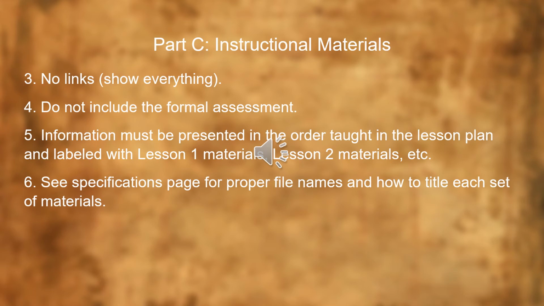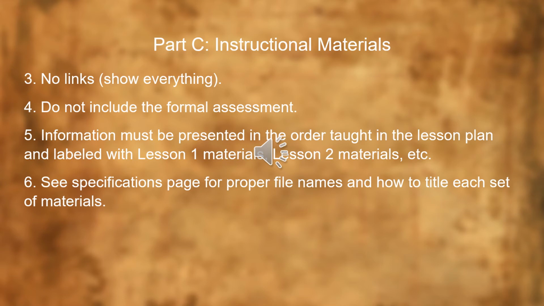5, information must be presented in the order that it's taught, and you want to label it with lesson 1 materials, lesson 2 materials. You can be more specific than that, but make sure that you put it in order of your lessons and that you name it according to each lesson. And then finally, make sure you check the specifications page in your handbook that we gave the page number to before, for how to title the file name when you save it, and how to title each set of materials within the doc.